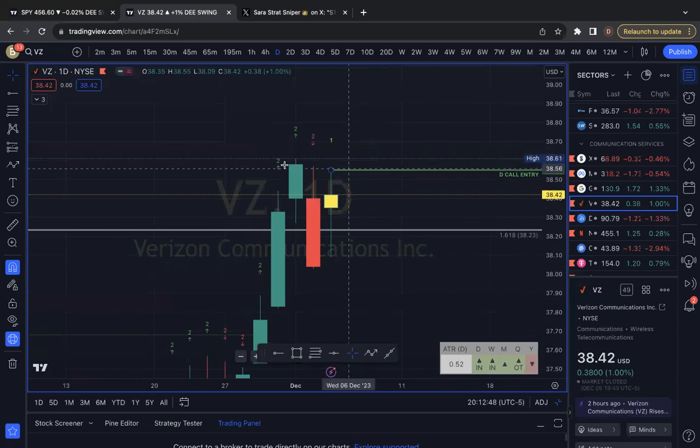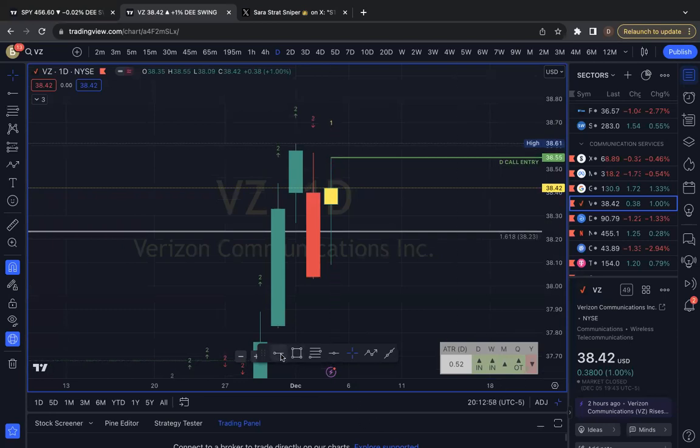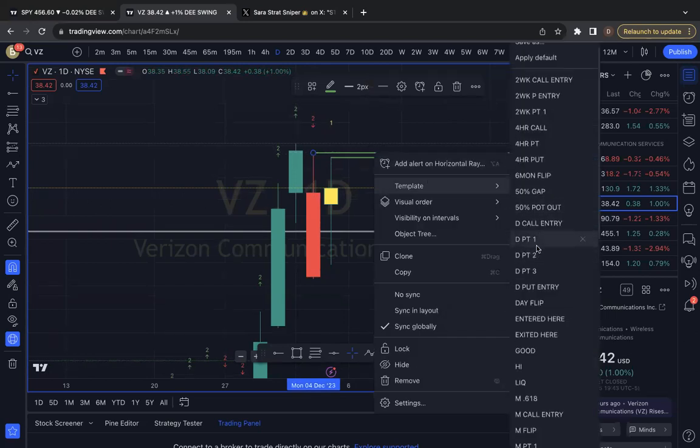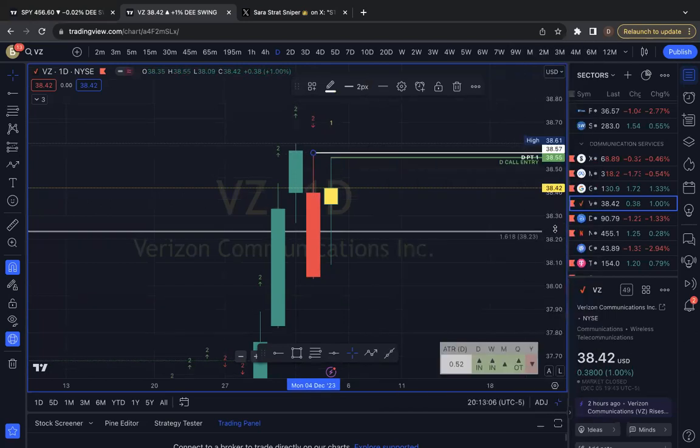Now for price targets, it's always the nearest candle that's higher than your entry, your call entry, right? So the nearest candle that's higher than this entry would be this. This would be your PT1.